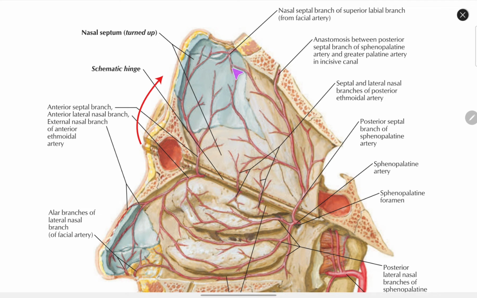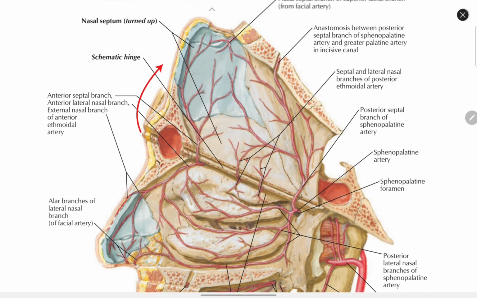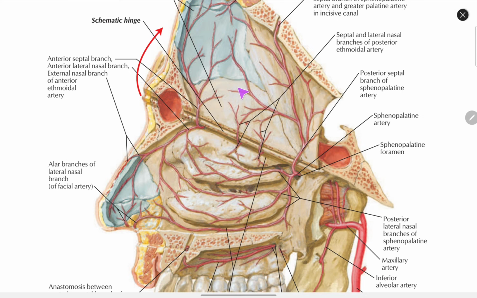All the arteries involved in the Kiesselbach plexus are branches of the external carotid artery, except the anterior ethmoidal artery, which is a branch of the internal carotid artery. This is a region of epistaxis, that is, bleeding from the nose. The veins form a plexus in the Kiesselbach area, and anteriorly it drains into the facial vein, posteriorly it drains into the sphenopalatine vein, and then into the pterygoid venous plexus.